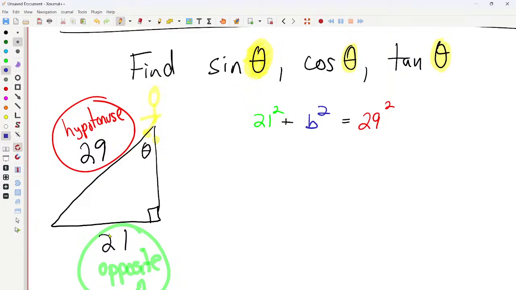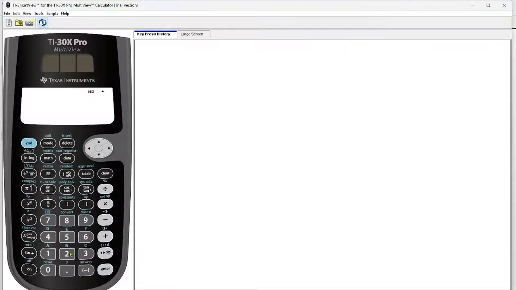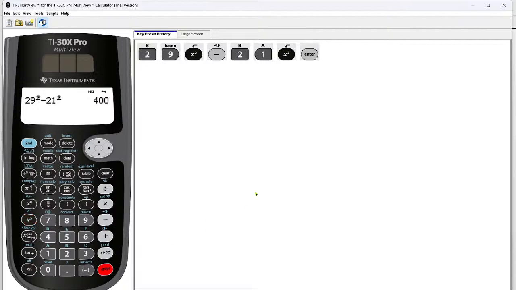29 squared is chilling on one side of the equation. I could hit enter, but I'm not going to because I'm going to subtract the 21 squared. Now I'll hit enter. And then I'm going to take the square root of my answer and find that that's 20.